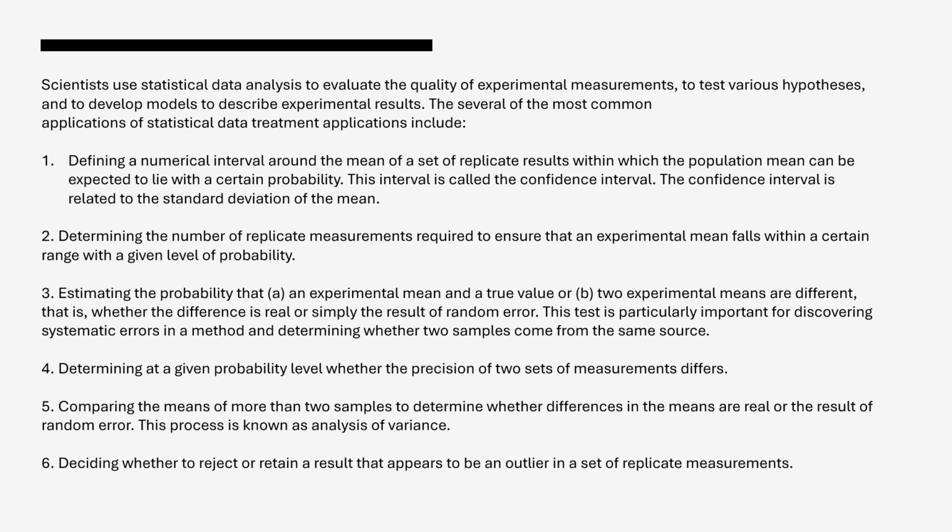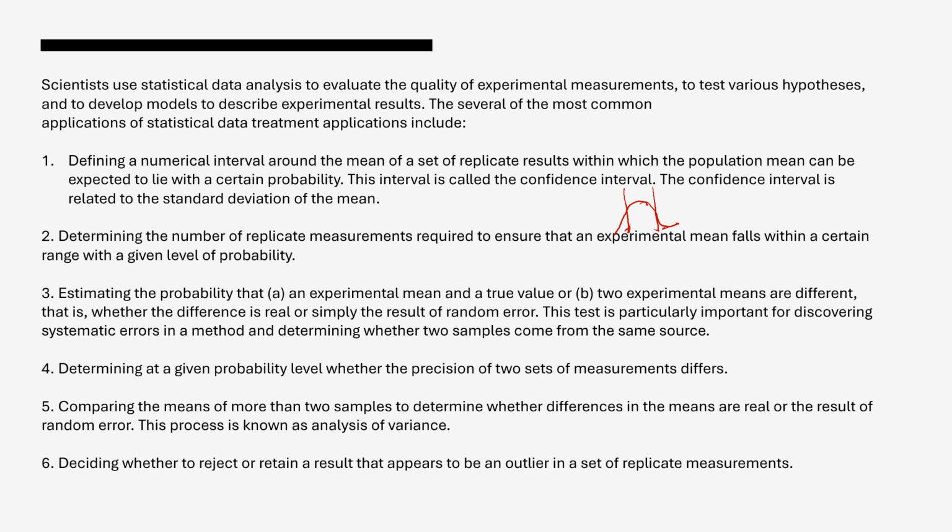So there are six. First, we can determine the numerical interval around the mean set of a replicate result within which the population mean can be expected to lie with a certain probability. If you can imagine your Gaussian curve here, take note that at the middle of the Gaussian curve is the frequency at which the correct data lies. So the interval within which it is still accepted is at somewhat small point of this Gaussian curve.